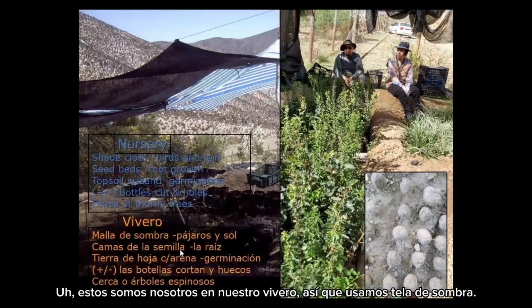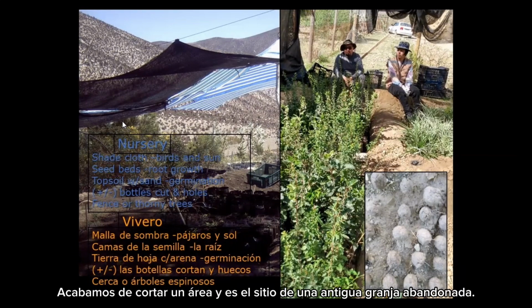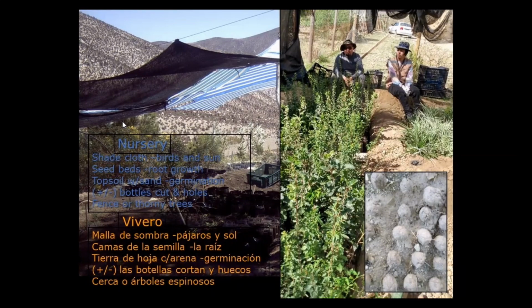This is us in our nursery. So we use shade cloth because we're in a desert and it's just always too hard on the seedlings. Our seed beds are just grown. We just cut out an area in the side of an old abandoned farm. We take topsoil and we mix it with sand and we germinate the seeds in the bottles.